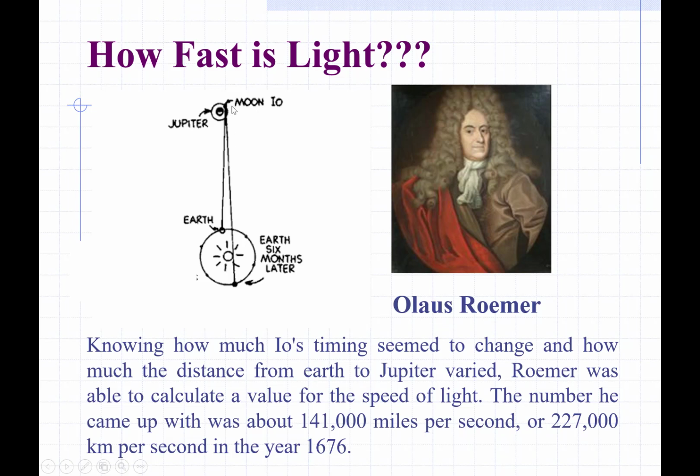Roemer realized that this was because there was a delay in the time it took for the light to reach Earth from these different points around the Sun. And he used this lag between the close orbit versus the far orbit to calculate the speed of light. And he measured it pretty accurately, not exactly accurately, but within about 75% of the correct value. He measured 227,000 kilometers per second.